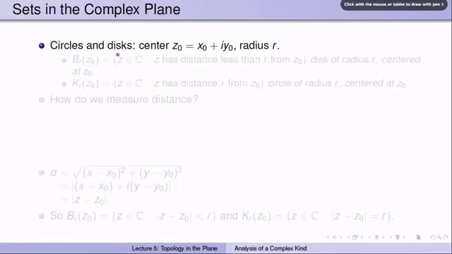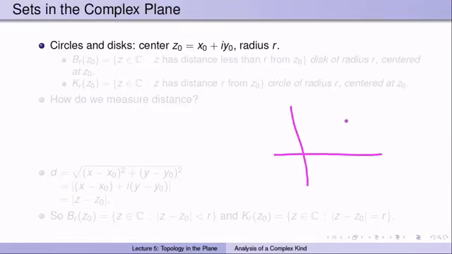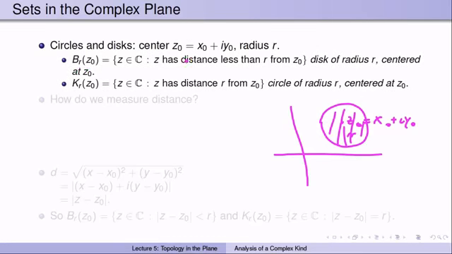Circles in the complex plane. A circle needs a center and a radius, so let's call the center z0 equals x0 plus i y0. So suppose we wanted to write down a circle of center z0 and of radius r. The inside of that circle, we'll call that a disk. So this inside here is the disk of radius r, centered at z0. And the circle itself, we'll call that the circle, that's the boundary. So by B_r of z0, we denote the inside, the disk of radius r, centered at z0. And K_r is the actual circle. So z has distance less than r from z0, or z has distance r from z0.